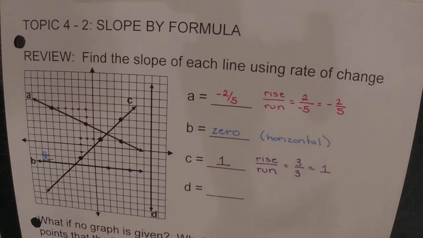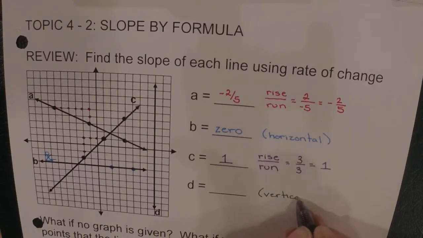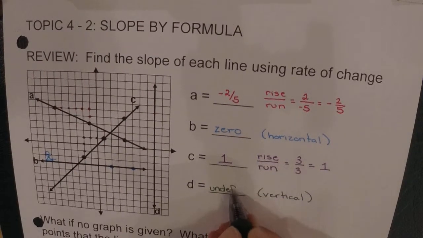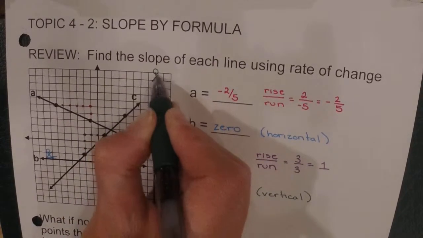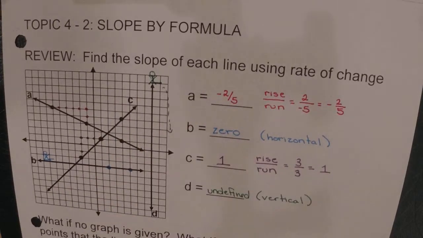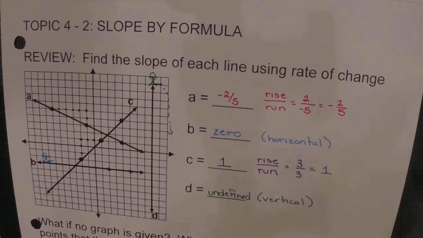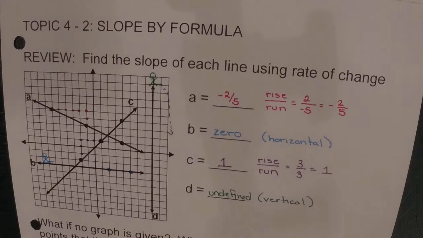And then the last one is our vertical line. So hopefully we've remembered this one as well. Vertical is undefined. And again, if you remember, if we had our little skier up here, he's going to go woo, and we're not sure what's going to happen. So if they give you a graph, it's fairly simple to figure out that we need to just count the rise and the run.